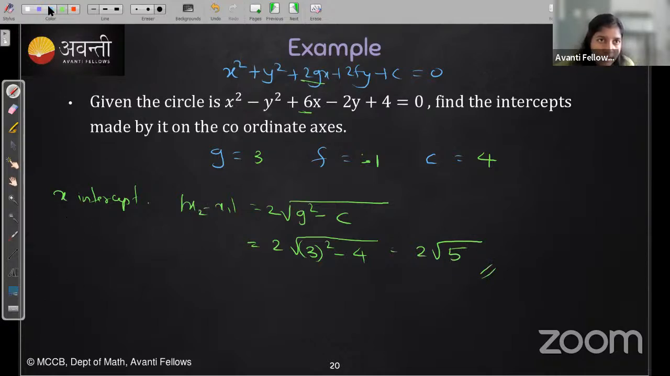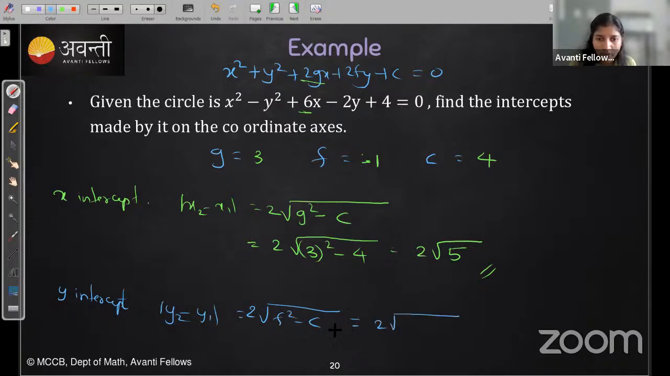Now we'll find the y-intercept. Tell me the answer of the y-intercept in the chat box quickly. It is nothing but the square root of 2 f squared minus c, right? That is nothing but 2 into the square root of, what is f? f is minus 1 squared, 1 minus, what is c? Minus 2. What am I getting here? I am getting 2 under root of minus 3.